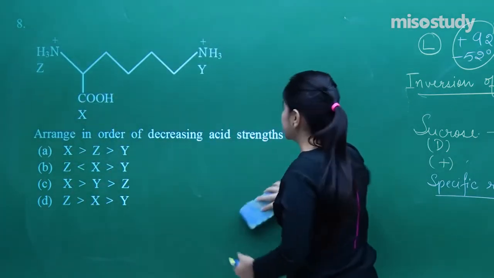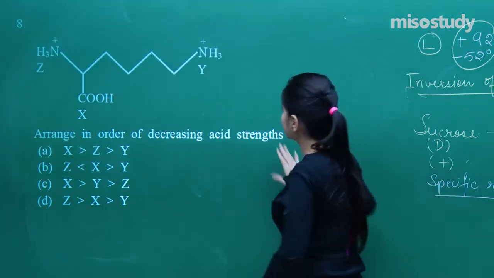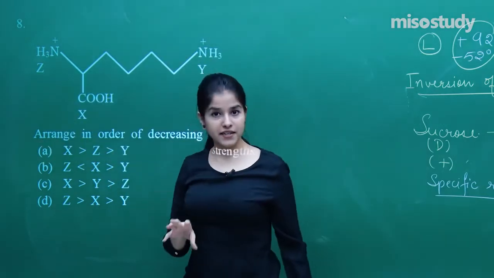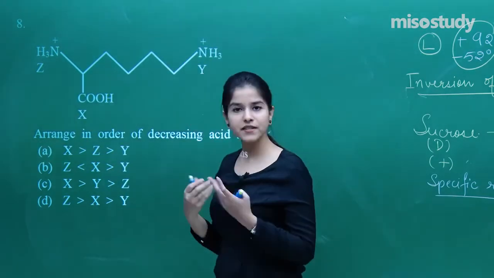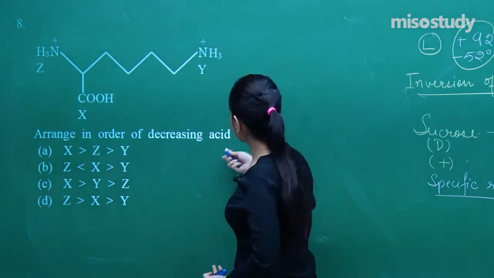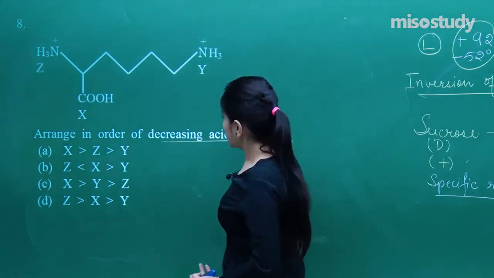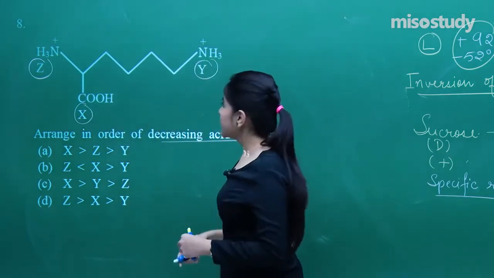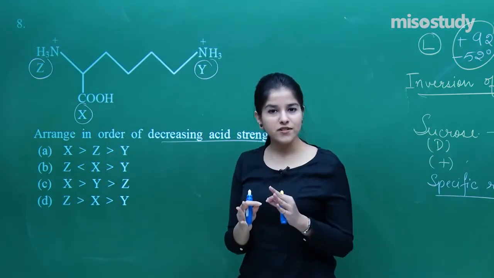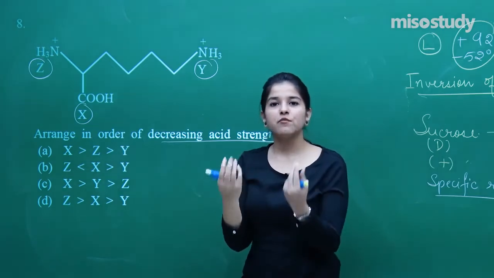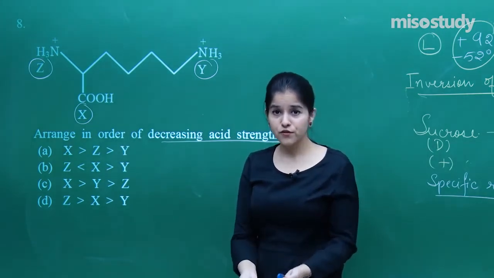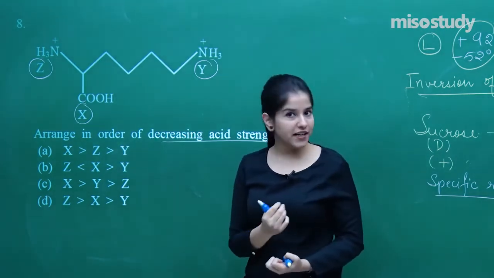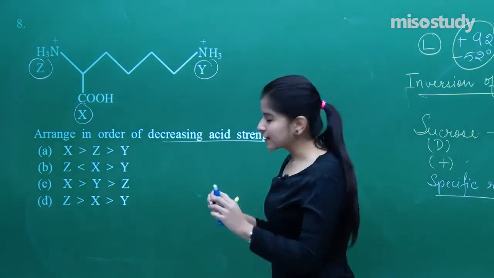I have given this kind of a structure having positive, these are the cations which are present. Also this is an amino acid arranged in the order of decreasing strength. So this is Z, this is X, this is Y. So a good acid will be what? The one which is able to donate the H positive or able to fetch the electrons easily. So that is a good acid.